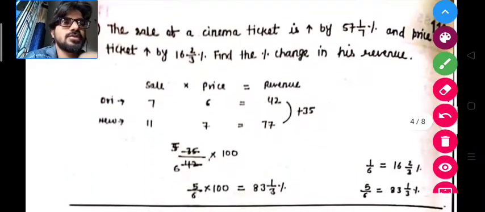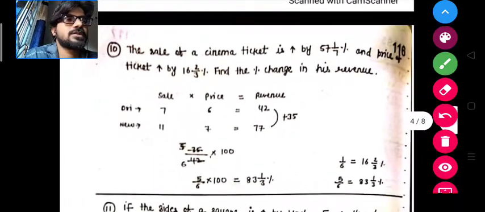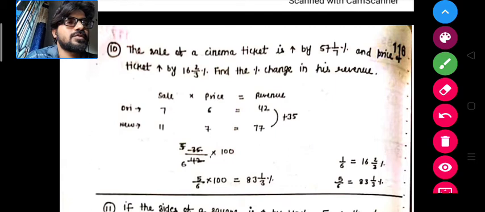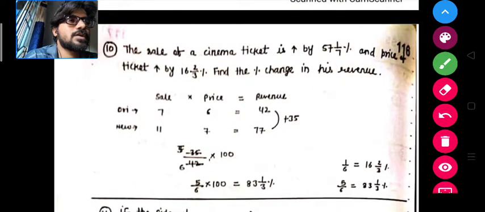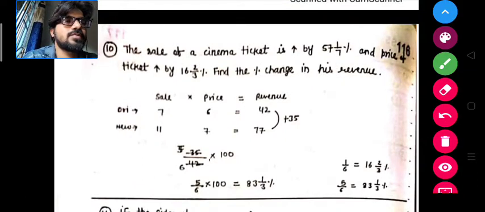Next question: if the sale of the cinema ticket is increased by 57 1 by 7%, you know 57 1 by 7%. The price of the ticket is reduced by 16 2 by 3%. So 1 by 7, it was 2 by 7.